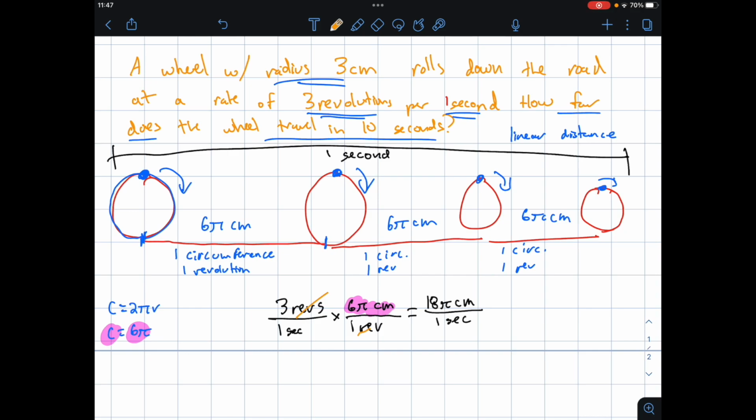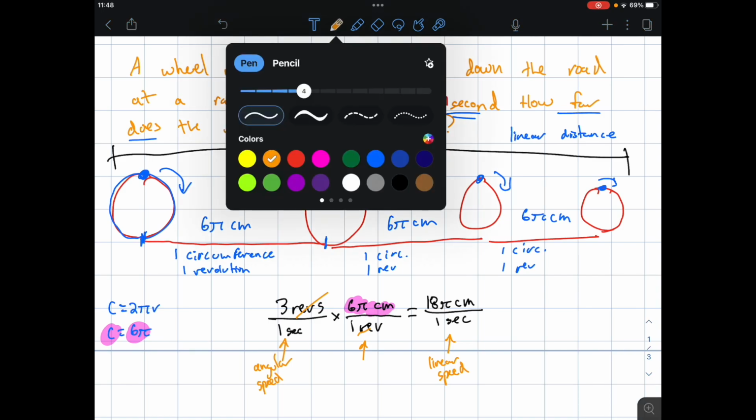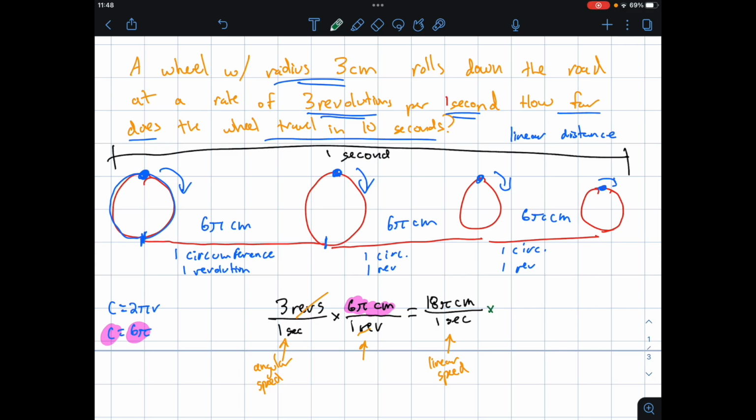So now we've converted to this is a linear speed. This was an angular speed. And this is basically the circumference per rev, like 1 circumference per 1 rev. So that's sort of our conversion factor. Okay, so if we go 18 pi centimeters in 1 second, well, how far do we go in 10 seconds? Very easy. We just multiply by 10 seconds, and we're going to get 180 pi centimeters in 10 seconds.